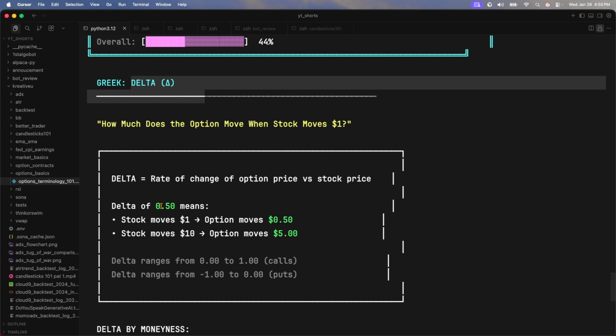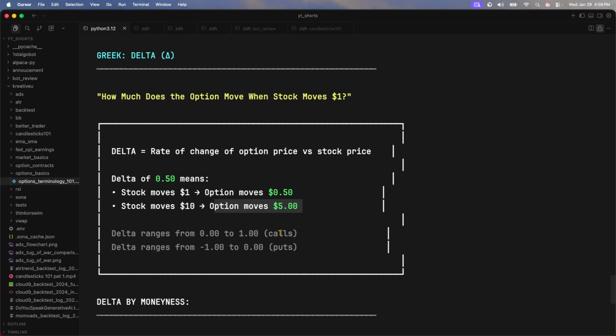So a delta of 0.5 means that for every $1 move, the option contract is going to move $0.50. If the stock moves up $10, then the option contract has now gained $500, right? Because for every one option contract, there are 100 shares. So delta ranges for calls from 0 to 1.0, and for puts from -1.0 to 0.